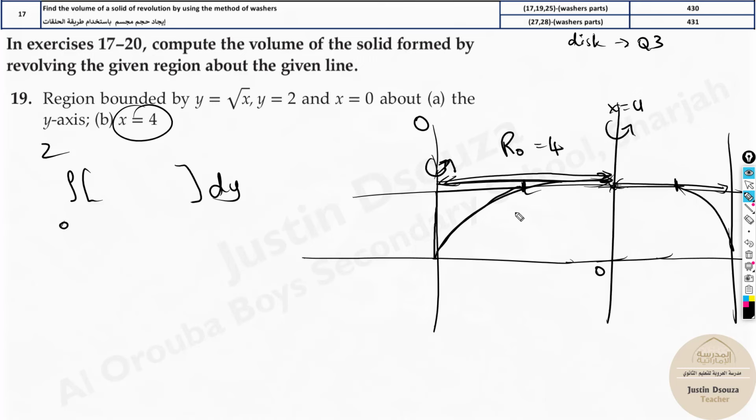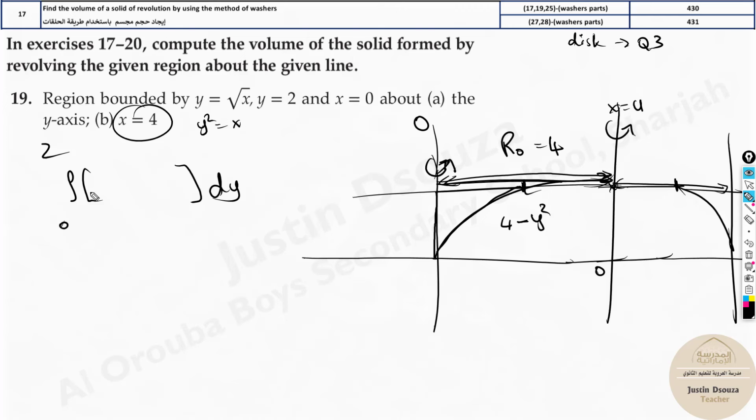Now, what about the inner radius? It's 4 minus this equation. What is that equation exactly? Here you cannot write it in terms of x. I can't write root x, because we are integrating with respect to y, so we need to change this. Squaring both sides gives y squared is equal to x. So x is equal to y squared. I should write 4 minus y squared.